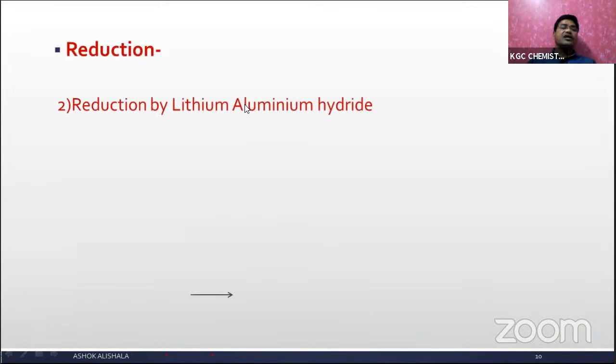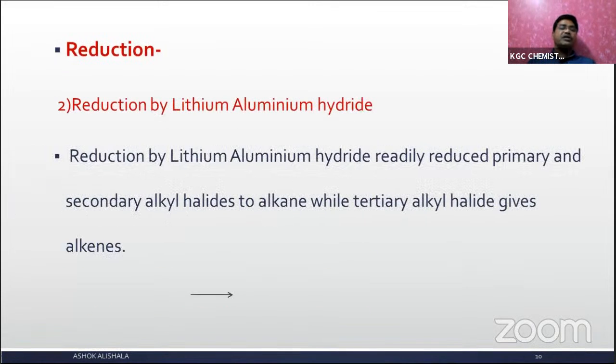Now let us see the other one, reduction by lithium aluminum hydride. Lithium aluminum hydride readily reduces primary and secondary alkyl halides to alkane, while tertiary alkyl halides give alkenes. You remember, this is a very, very important point.